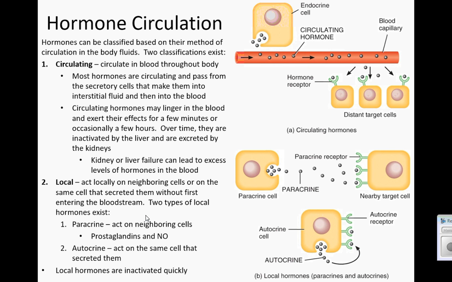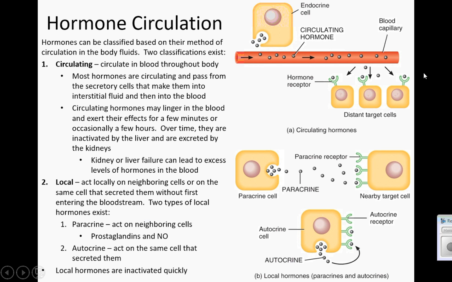All right, what we're going to do now is talk about the ways that we classify hormones. There's two different ways that we classify them. First, we're going to talk about how they circulate, and that's one way to classify them. The two classifications for hormone circulation are circulating and local.